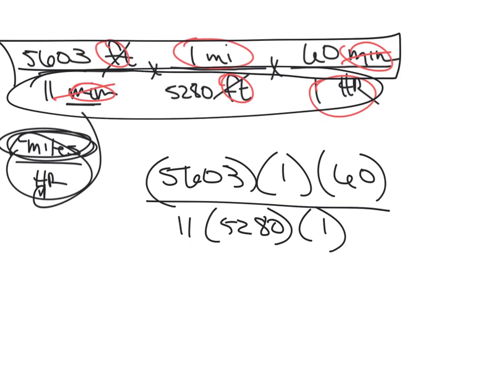Okay? And when I multiply all of those out, I should get my answer, which in this case is 5.8 miles per hour. Now that makes sense to me. That's kind of a slow jog, and that seems reasonable that a chairlift would go about the speed of a slow jog.